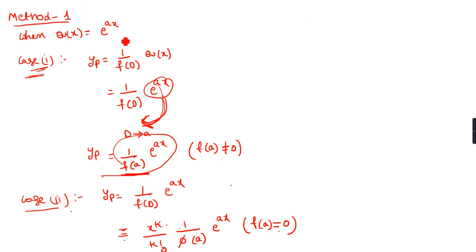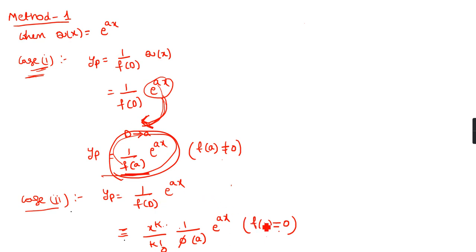If q of x equals e power ax, yp is generally 1 by f of d into q of x. When q of x equals e power ax, we just replace d by a. So yp is 1 by f of a into e power ax. Now if f of a is not equal to 0, this itself is the final solution.